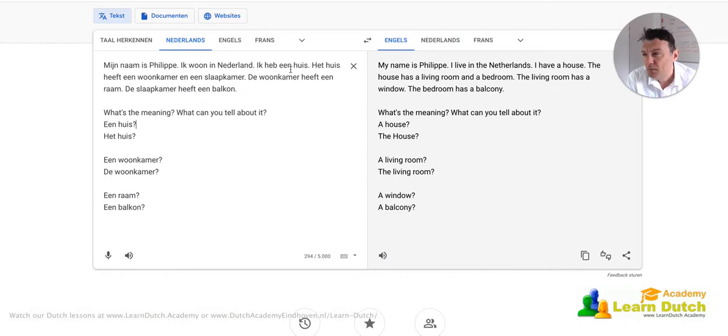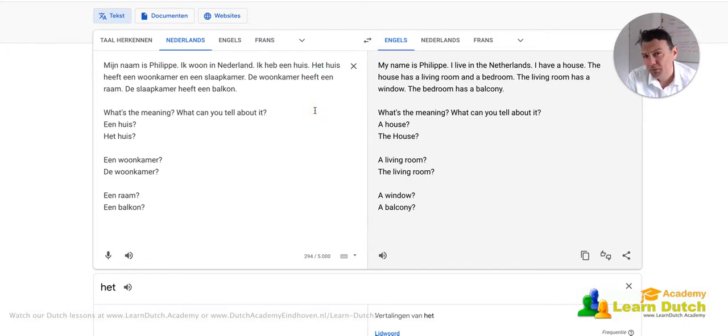You see, I'm using here een, and in the next sentence I'm using het and de. So, when you're going to tell a story, you're going to start with the introduction of something, of someone. In this case, it is a house. In the next sentence, you can use definite articles like de and het.